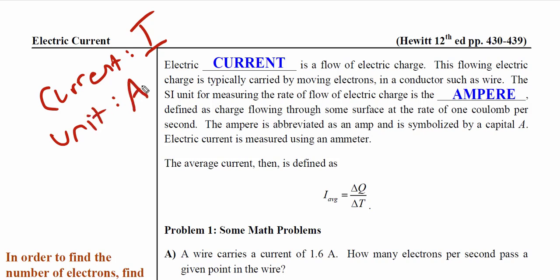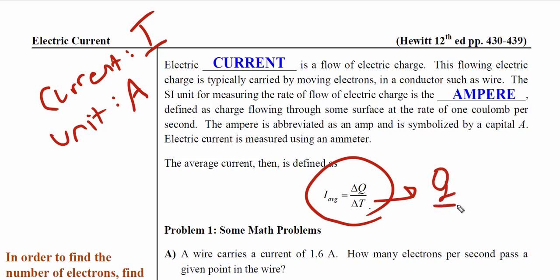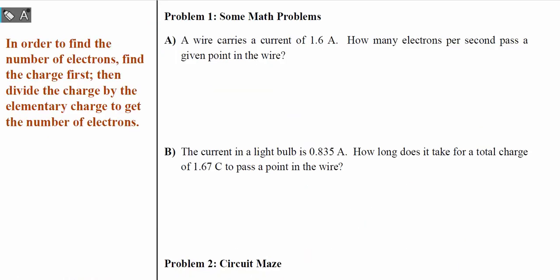Okay. We traditionally define it as I average is the change in charge over the change in t. It could also, of course, be just Q over t. And some books have capital T, some have lowercase t. I'm going to most likely use lowercase t, but I'm just showing you based on what most books have. So let's start with A.